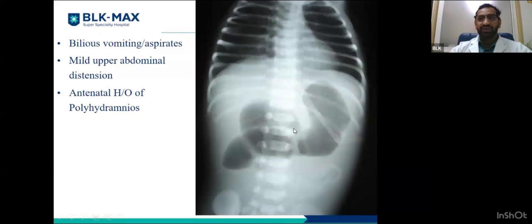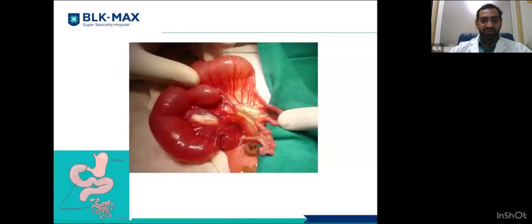Now, similarly, as you can see here, again the child had bilious vomiting. There is a mild upper abdominal distension, if you compare with the previous X-ray. There are three bubbles, 1, 2, and 3 bubbles, and then there is a cutoff, and an absolutely gasless abdomen below. So this is a sign called the triple bubble sign, which is a classical feature of jejunal atresia.